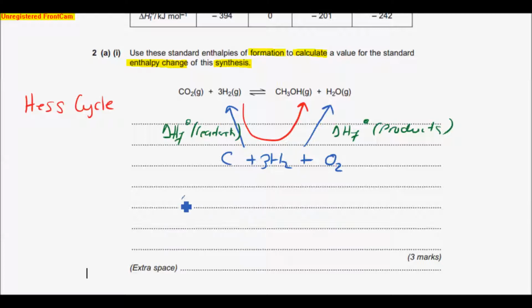So the enthalpy change of the reaction, and we'll call that R, equals the sum, because we're going to add all the enthalpy changes, and because the arrows here are going in the same direction, the sum of the enthalpy change of formation of our products, take away the sum of the enthalpy change of formation of our reactants.